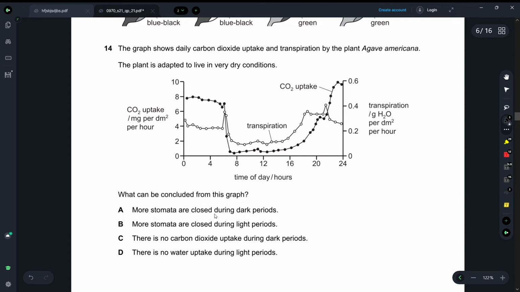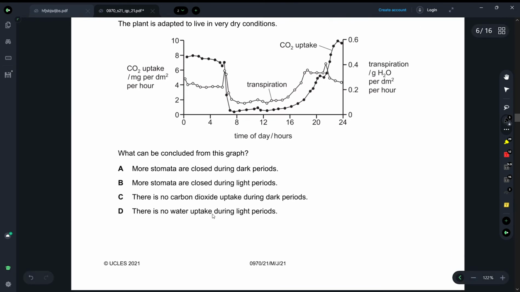What can be concluded from this graph? Most stomata are closed during dark periods, or most stomata are closed during the light periods. There's no carbon dioxide uptake during dark periods. There is no water uptake during light periods. Oh, that's false. There's no carbon dioxide uptake during dark periods. There is. So most stomata are closed during dark periods.